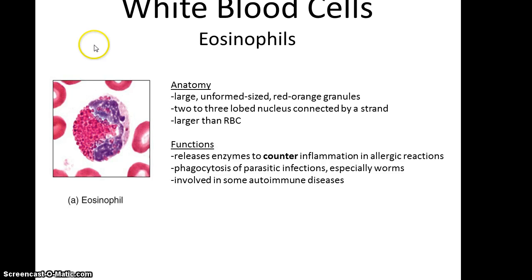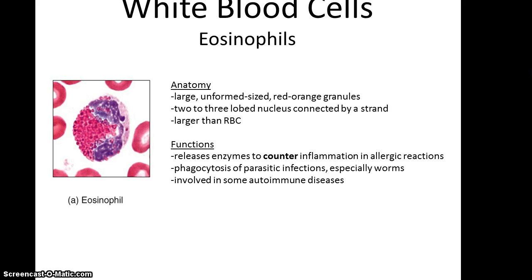Eosinophils are, well, in this picture it looks kind of like Pac-Man, but they don't always line up quite this way. But they have large, unformed, red-orange granules throughout, so those are the red-orange granules. They often have a 2 to 3 lobed nucleus that's all connected, and they're larger than red blood cells. See red blood cell. And their functions, they release enzymes to counter inflammation and allergic reactions.